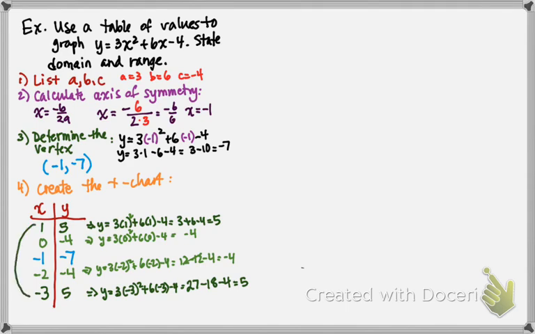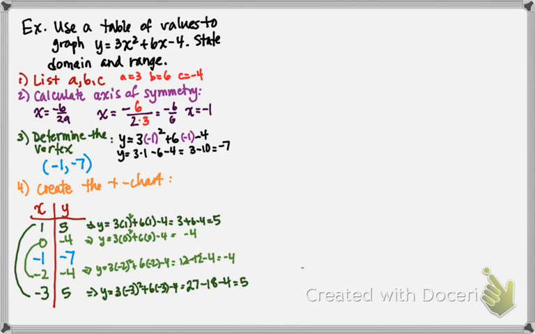These guys have matching y's. And these guys have matching y's. And that's what's going to happen when you pick your x's to be equidistant from your vertex x. One above, one below. 2 above, 2 below. Okay? Now, we're going to go ahead and graph this baby.